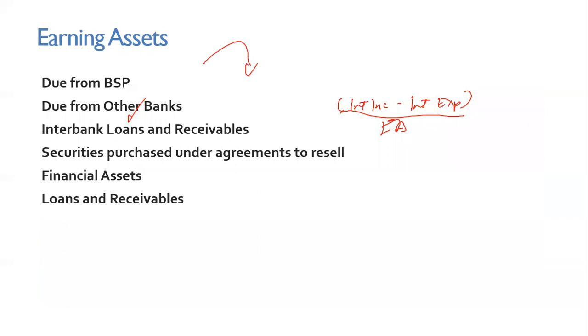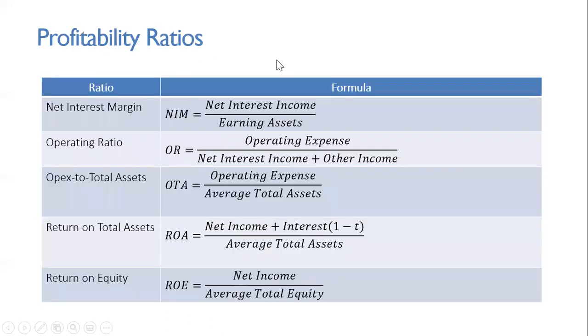So ito yung total earning assets: due from BSP, due from other banks, interbank loans and receivables, securities, financial assets, and loans and receivables. In other words, ito yung mga investments na earning ng interest income, right? So kaya ang tawag sa kanya, earning assets. And that is the denominator here. Okay? So that's net interest margin.